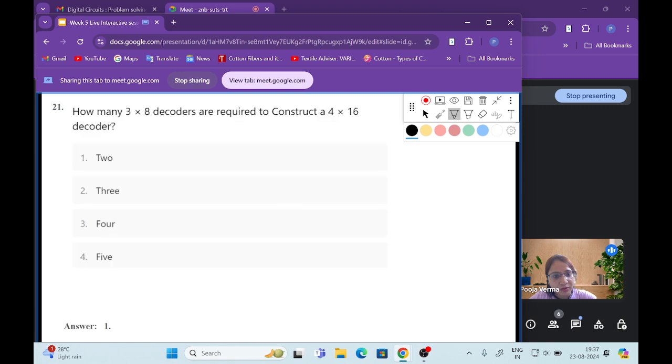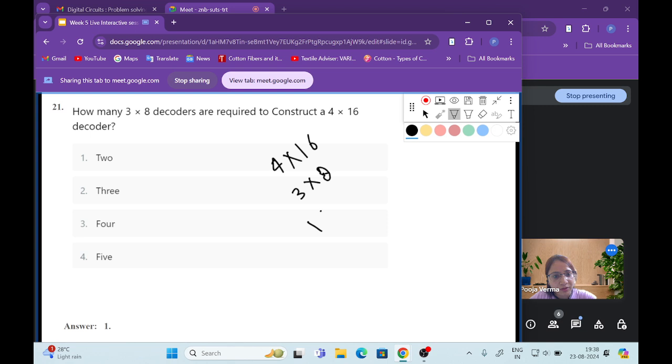Okay, moving to the next question. How many 3 into 8 decoders are required to construct a 4 into 16 decoder? So anyone of you can answer this question, because I think this one is based on the third question we already did. It is given that we have to construct a 4 into 16 decoder by using 3 into 8 decoders. So what we need to do, we have to take first what we want to construct and divide it by the one with which we want to construct.